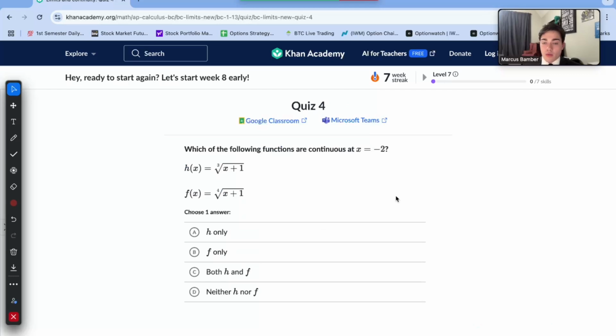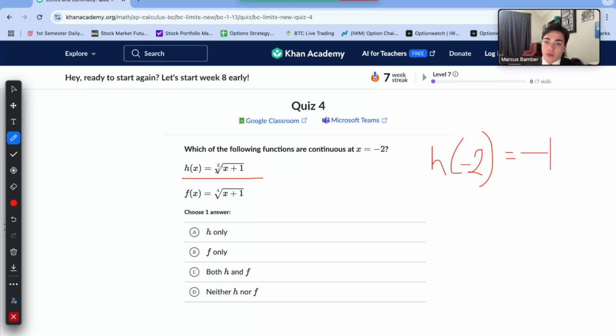Alright, on to our last one for today. Which of the following functions is continuous at x equals negative 2? Remember, we're going to look at the 3 things: left-sided limit, right-sided limit, and is the function defined at that value, to the same value to which the limits approach? Let's start with h of x. Let's first find the value. H of negative 2, we're going to substitute that into the function. Negative 2 plus 1 is negative 1. The cube root of negative 1 is equal to negative 1. So it is indeed defined at that value.